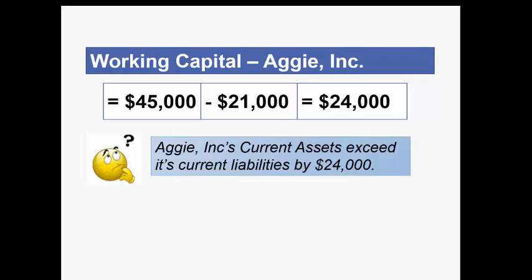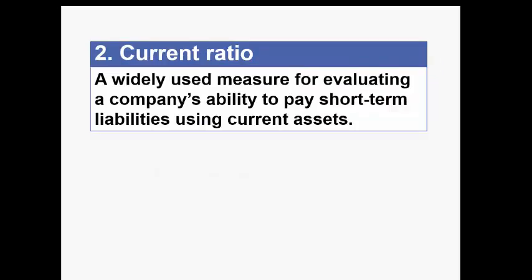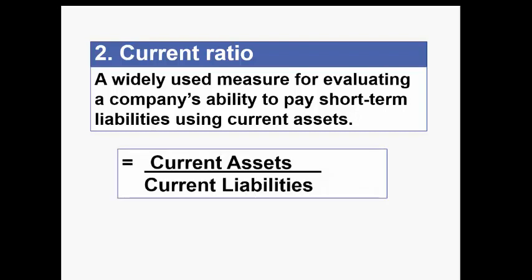$24,000 of working capital may be okay for Aggie, who has $45,000 of current assets and $21,000 of current liabilities. But for a company that has $450,000 and $210,000, in other words, a larger company, $24,000 of working capital might not be sufficient. So for that reason, we have another widely used measure called the current ratio. And this will look at the relationship between current assets and current liabilities. The formula is current assets divided by current liabilities.